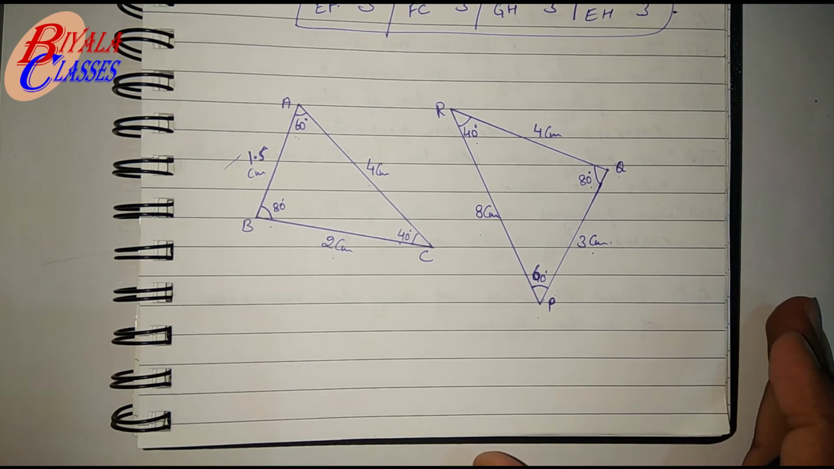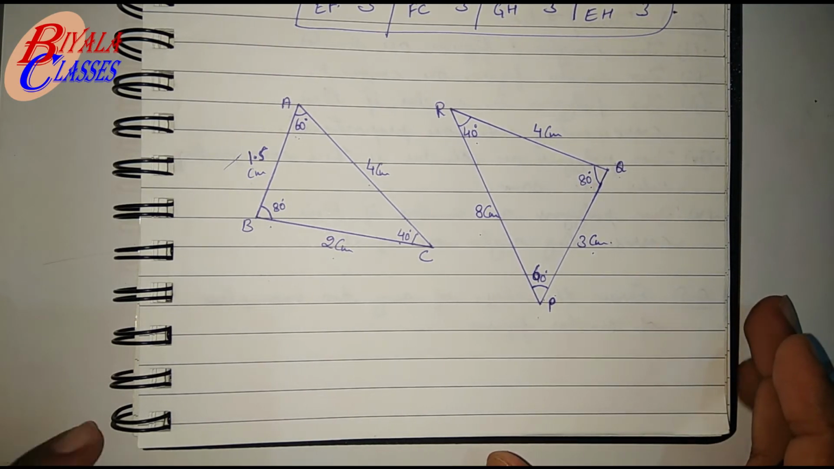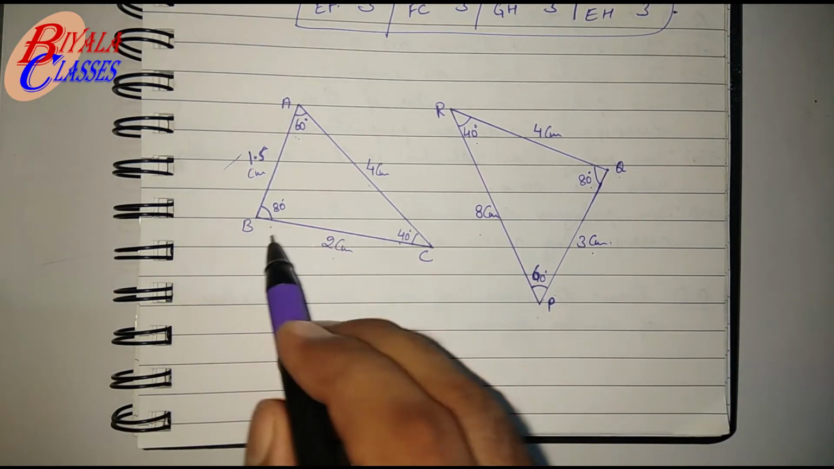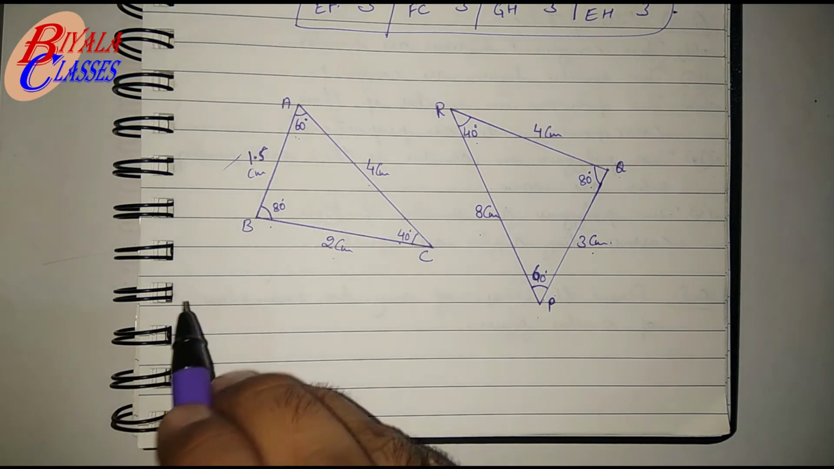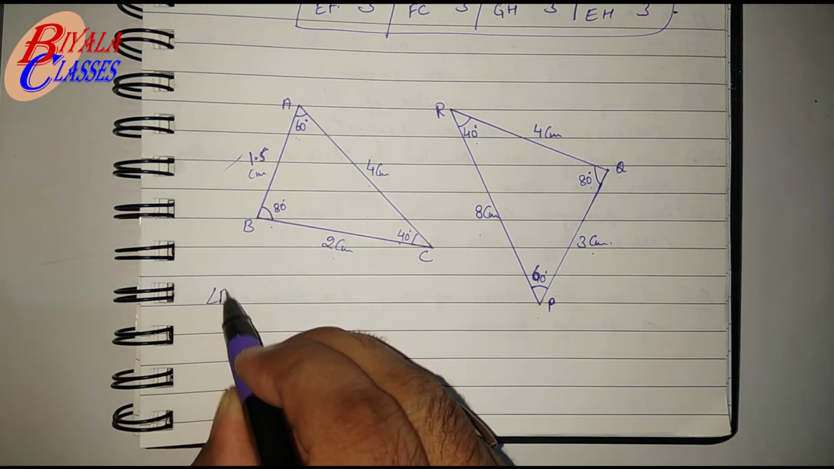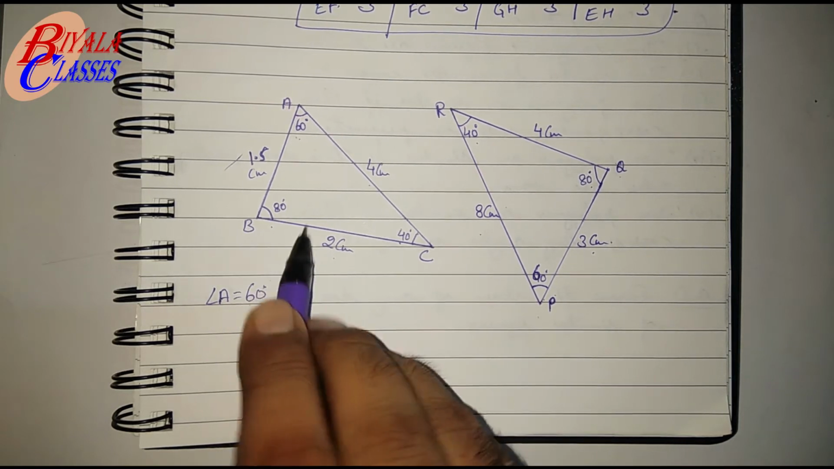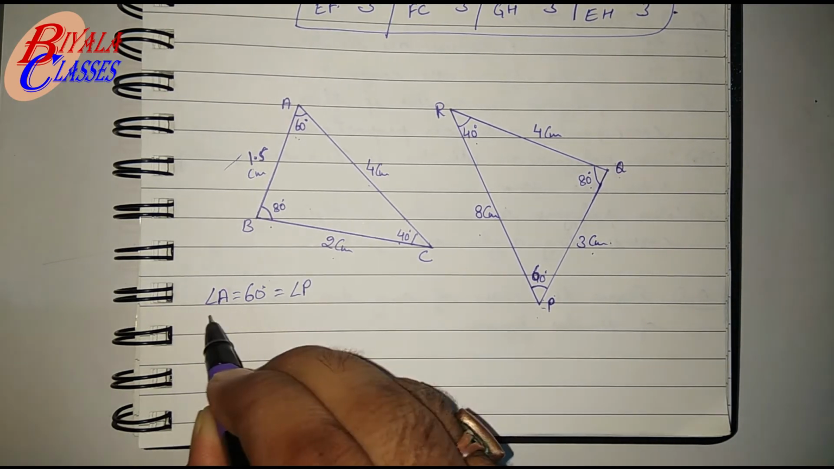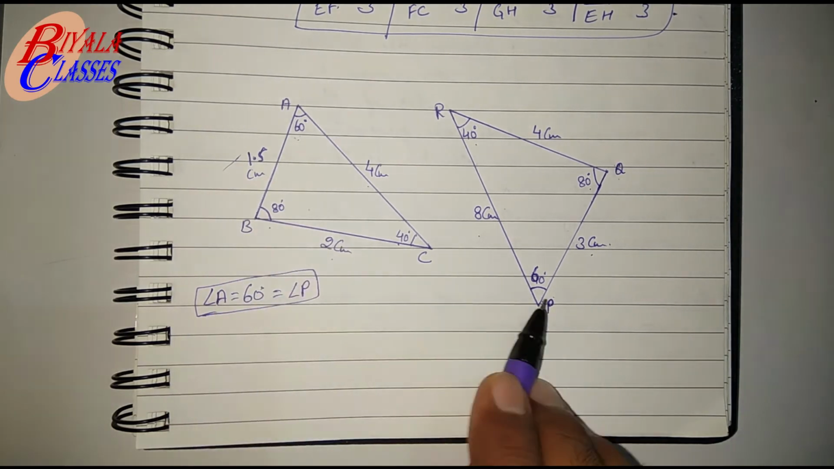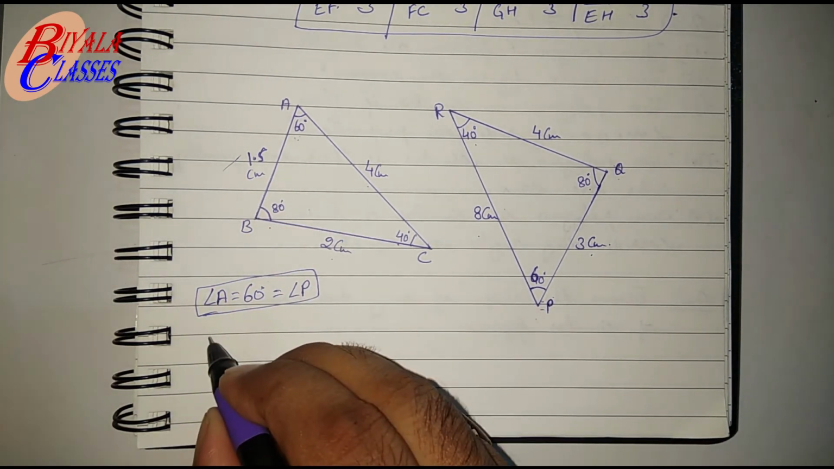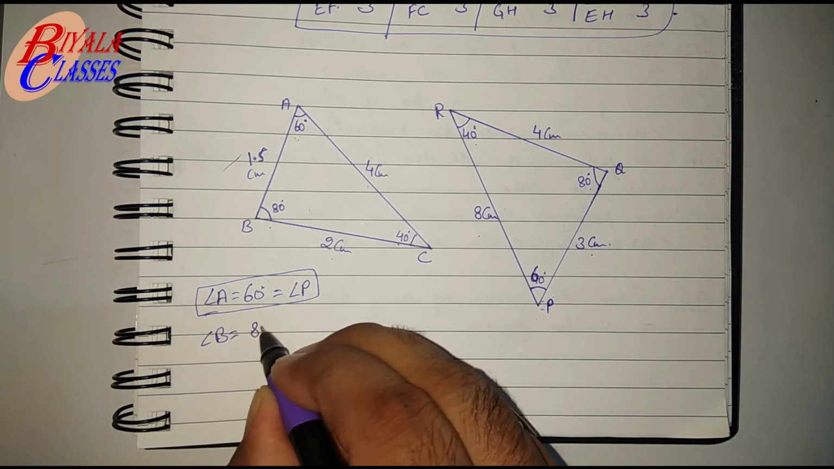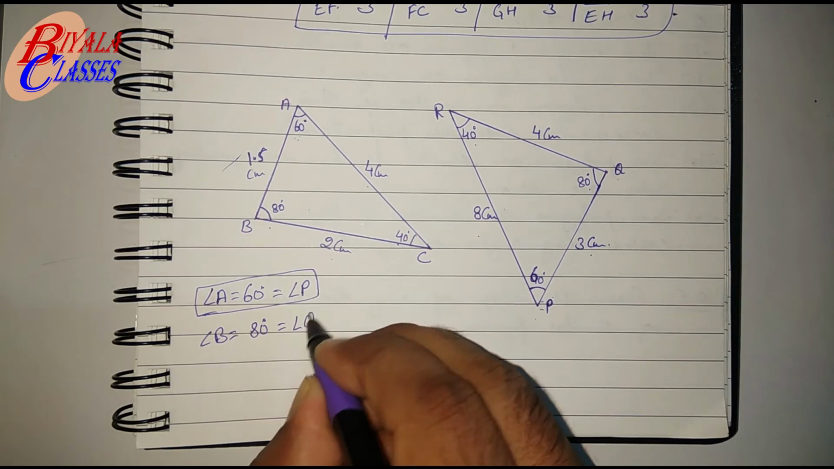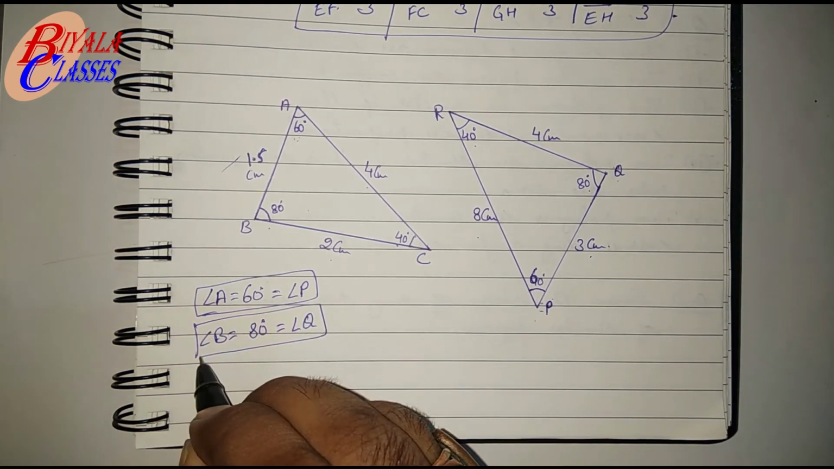Now let us check whether these two triangles are similar to each other or not. The first condition, as it said, is that the angles of the two triangles must be equal. In order to check it, we have angle A as 60 degrees in the first triangle and angle P is also 60 degrees in the second triangle. So these two angles are equal in both triangles. Similarly, angle B is 80 degrees in the first triangle, whereas angle Q is also 80 degrees in the second triangle. So the second angle is also equal.